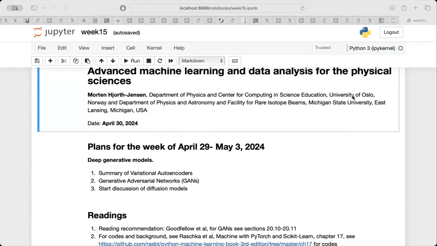Now, what I wanted to say is a little bit about the plans for the rest of the semester. So we can have at most 2 more lectures after this one. So the aim today is to give you a kind of summary of variational autoencoders, and then we're going to move on to a discussion of generative adversarial networks, or so-called GANs. And after that, we will start briefly a discussion of diffusion models, which is going to be our last topic.